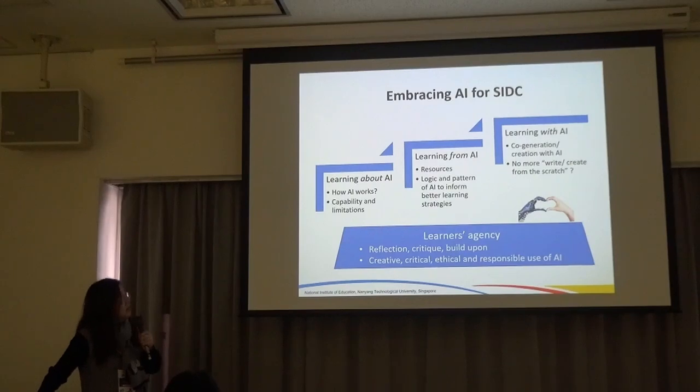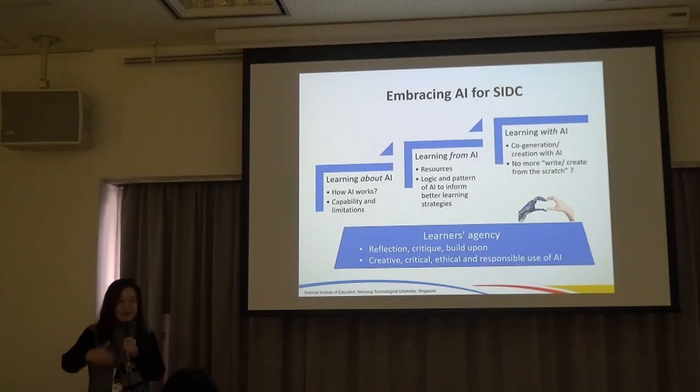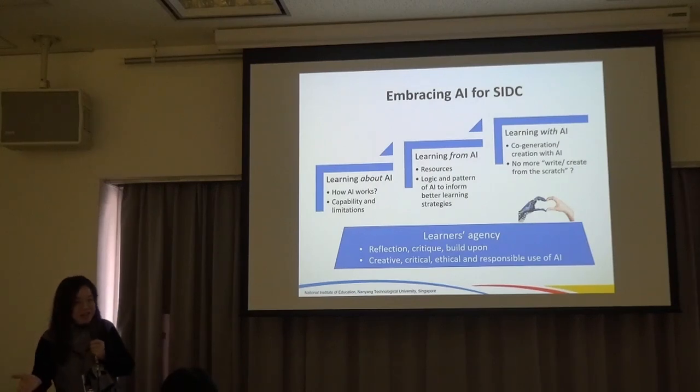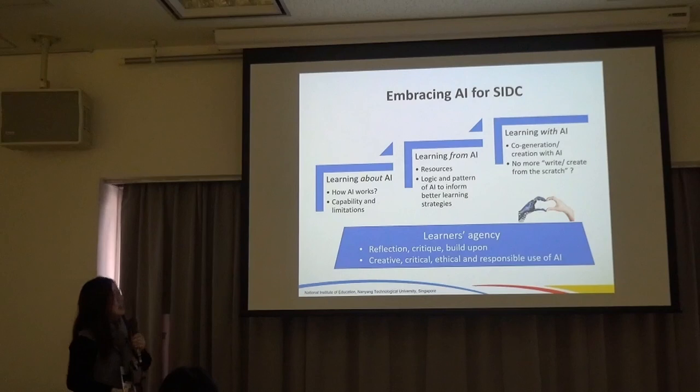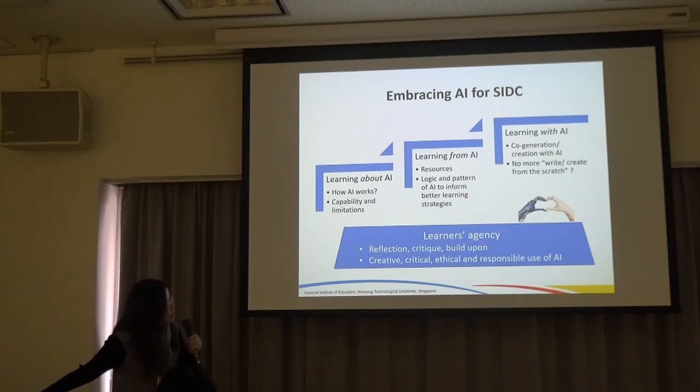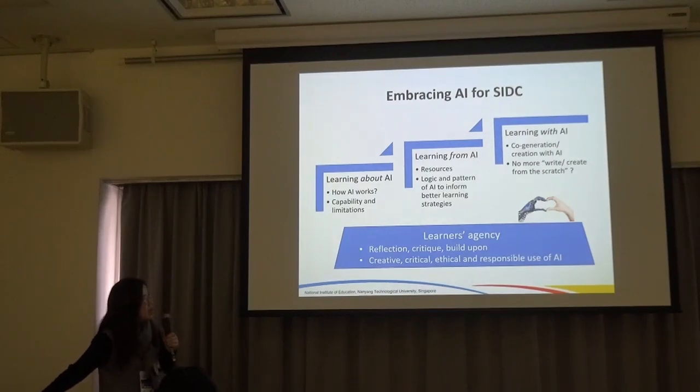So just to give you some of the context, in terms of ICIDC, I do feel that in terms of hardware and software, for learning scientists and learning technologists in Singapore, we have a good foundation because we don't have to think about whether the students have the devices. Okay, so this is some of the AI literacy framework we are thinking about. Learning about AI, learning from AI, but what is more important now is learning with AI. It's about co-generation and co-creation with AI.